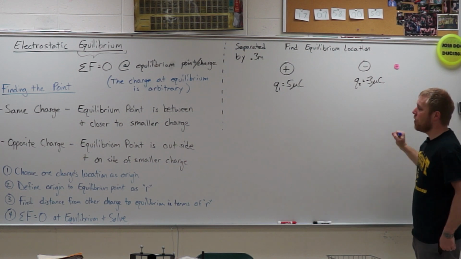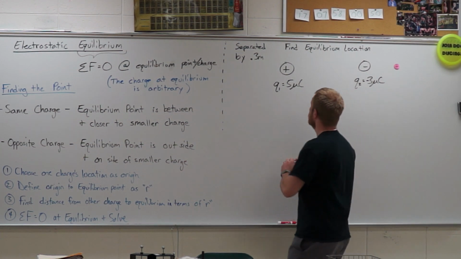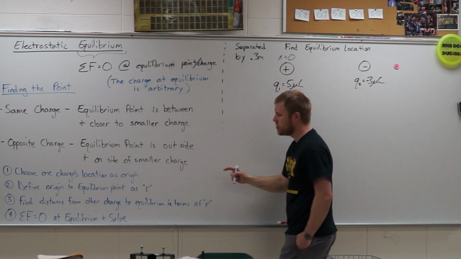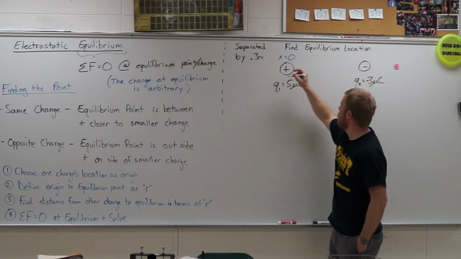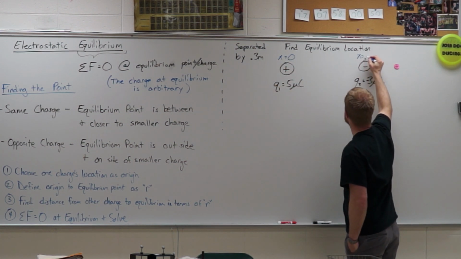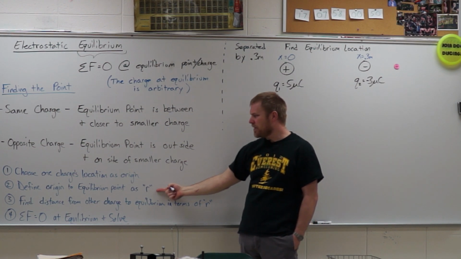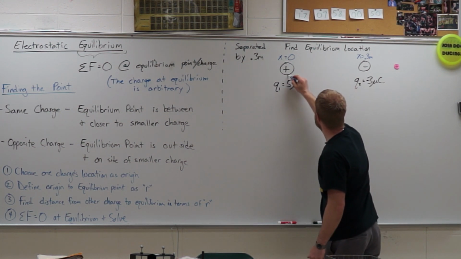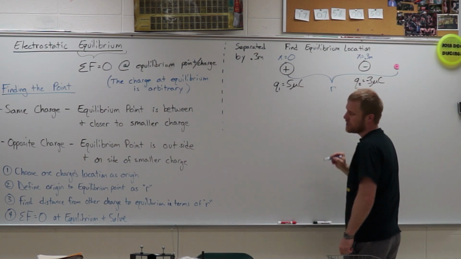Okay? So first step, I need to choose one of the points as the origin. So I'm going to choose this point right here as x equals 0. So I've chosen that point as the origin. That puts this point, which is separated by 0.3 meters, at x equals 0.3 meters. I now need to define the origin to the equilibrium point as r. So that means this distance right here is r.